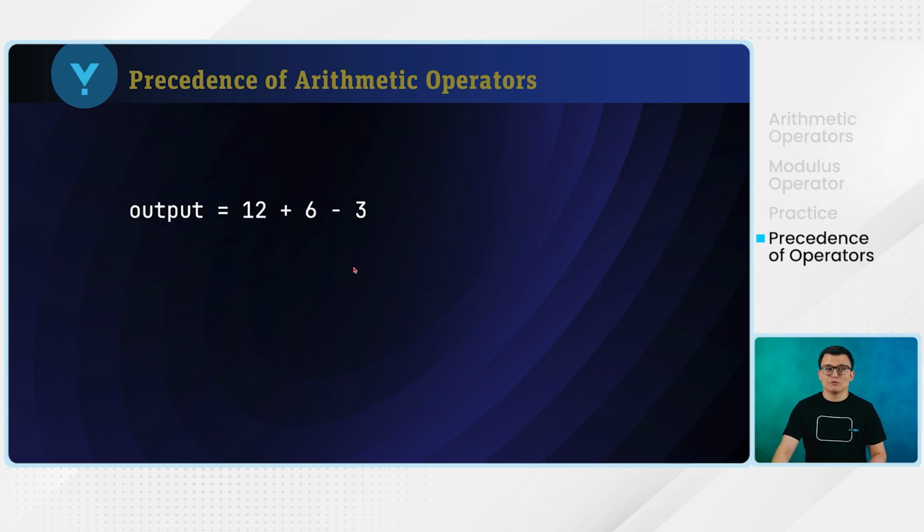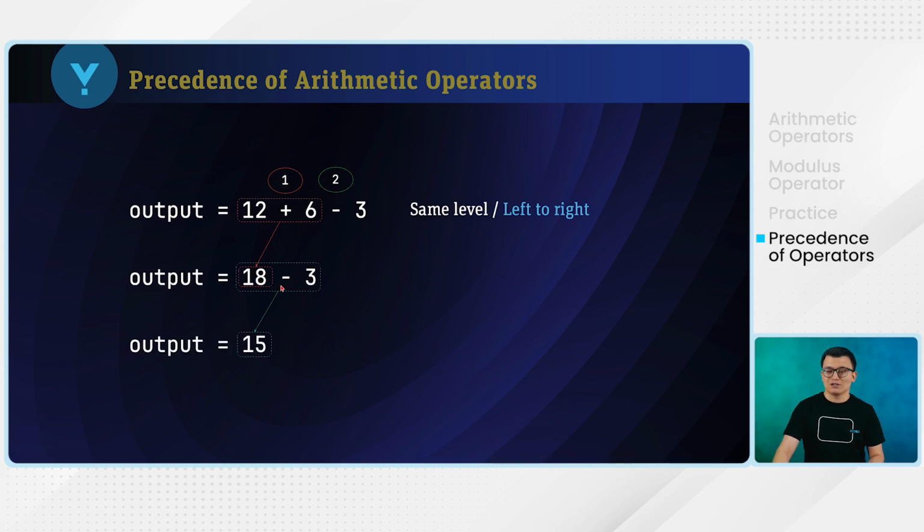So let's take a look at some examples. Suppose that I have this expression, 12 plus 6 minus 3. This addition and subtraction both have the same precedence, right? Since they are executed from left to right, the addition will be executed first, then the subtraction next. When the addition is executed first, it returns 18, and then when the subtraction is executed, it returns 15 at the end.